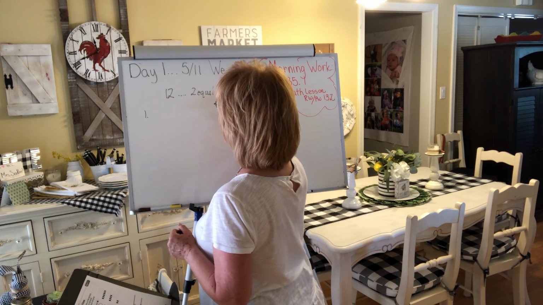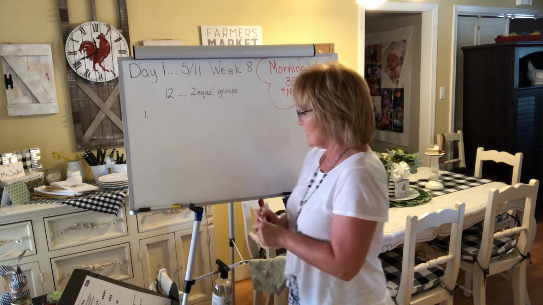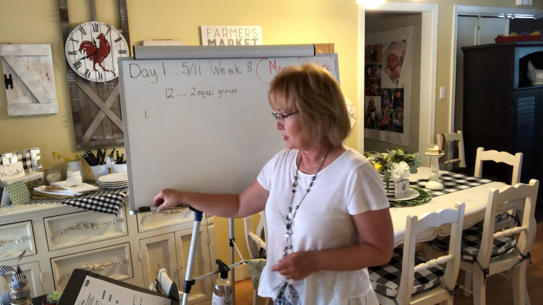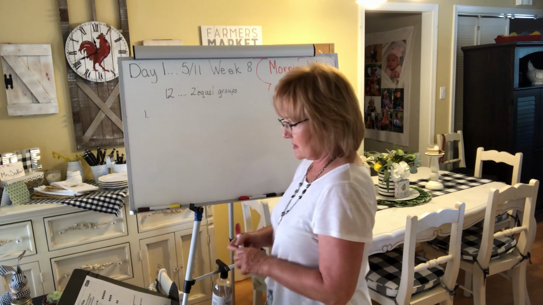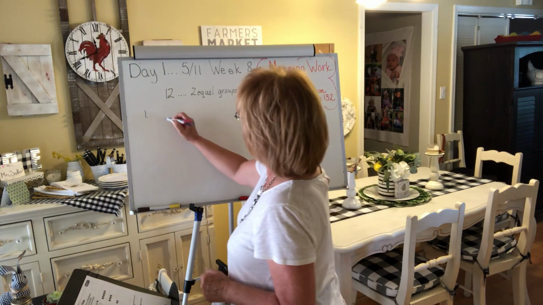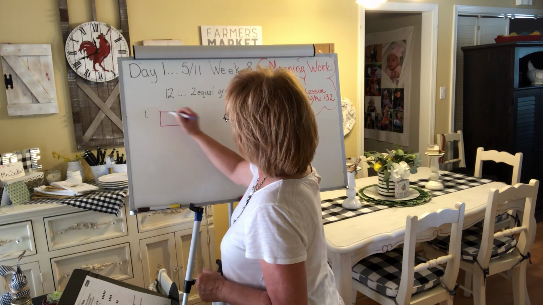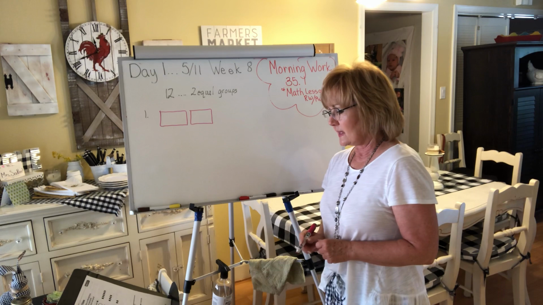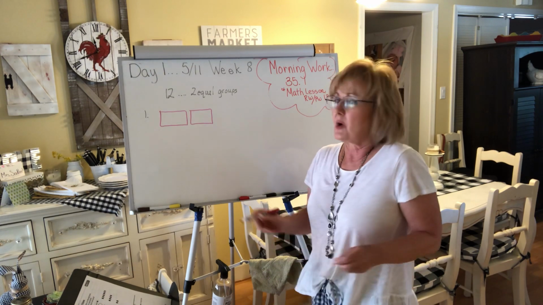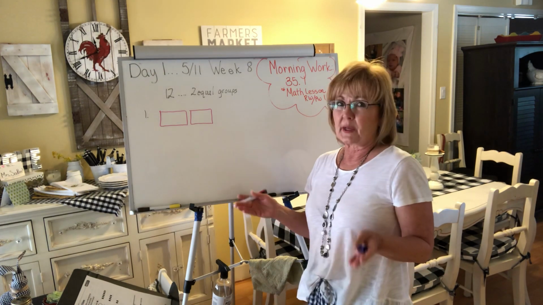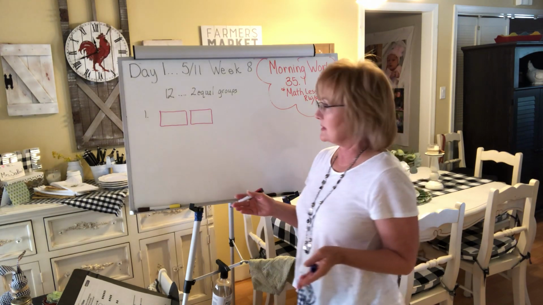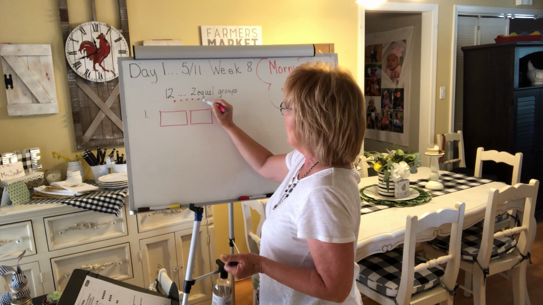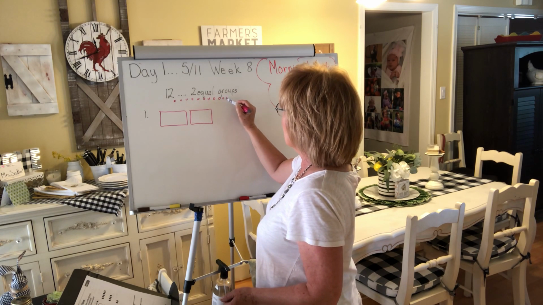Now notice there's 2 ways to do this. It does not say groups of 2, does it? It says 2 equal groups. So go ahead and draw 2 groups like that, okay? And then we're taking 12. Well, some of you already know how many would be in each group, but if you don't, this is what you're doing. Remember, you got the 12, 1, 2, 3, 4, 5, 6, 7, 8, 9, 10, 11, 12.